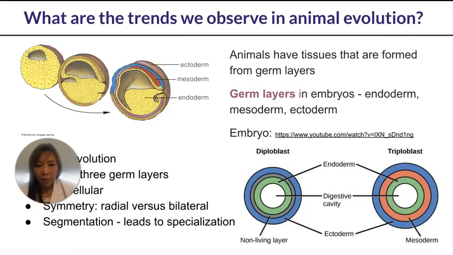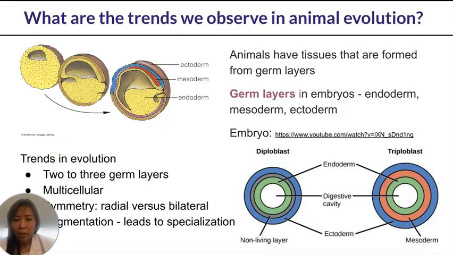Other trends that we observe in animal evolution are transitioning from 2 to 3 germ layers, multicellularity, and then symmetry, where we go from radial to bilateral, as well as segmentation, where we start segmenting, leading to specialization. As we go through the evolutionary trend, we'll follow and look at these different trends in evolution in a little more detail.